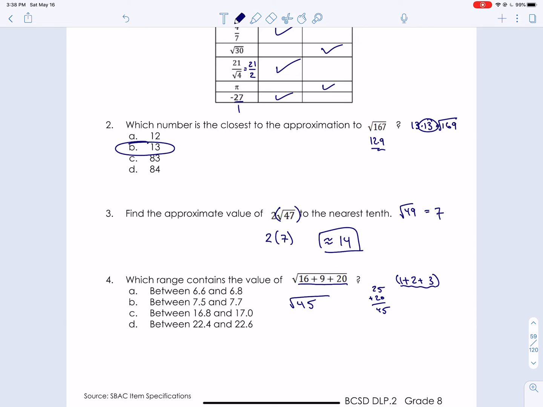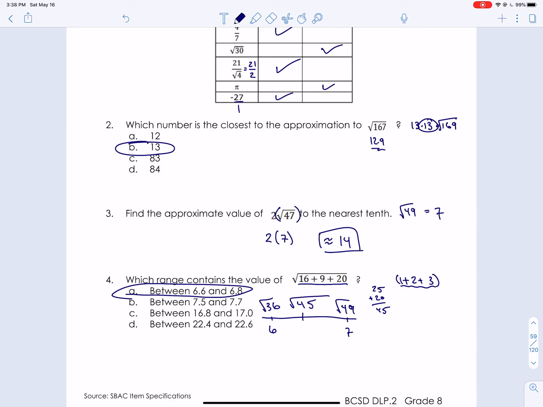Okay, so what is going to be the closest? Thinking about our number line, I know since we did number 3, square root of 49 is 7. Okay, so that's a little bit bigger. And then a little bit less is square root of 36, which is 6. Okay, so we know it's going to be between 6 and 7. So is there an answer that is between 6 and 7? Yeah, A.